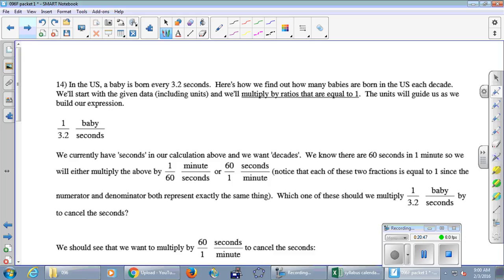It stays the same. And that's kind of important. Like if you multiply a number by 2, it changes. But if I multiply a number by 1, it stays the same. So the only thing, like I can't take this 1 over 3.2, that's just a decimal. You could get it on your calculator if you wanted to.